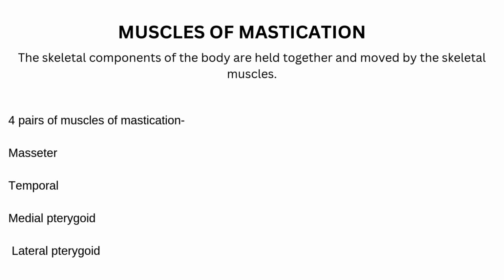Muscles of mastication are skeletal components of the body that are held together and moved by the skeletal muscles. So they help in movement of the mandible, and help in functions like chewing, talking, etc. There are four pairs of muscles of mastication. First is masseter, then temporal, then medial pterygoid, and then lateral pterygoid muscle.